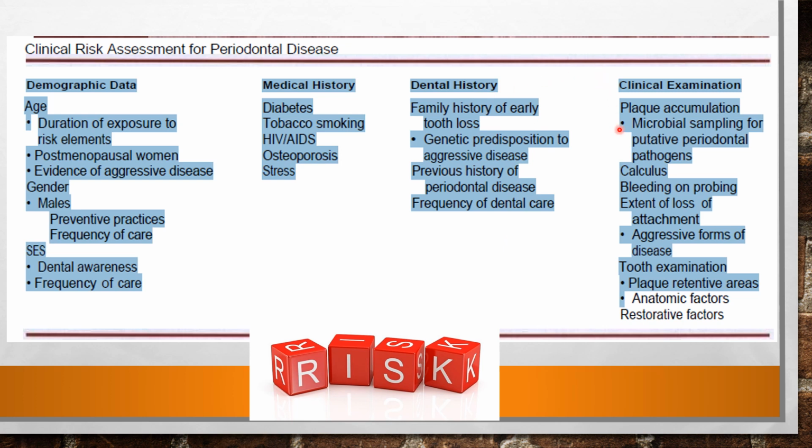In the clinical examination, we will be able to know the plaque accumulation, and microbial sampling can be done for the putative periodontal pathogens. The presence of mainly three pathogens, as you know: Aggregatibacter actinomycetemcomitans, Porphyromonas gingivalis, and Tannerella forsythia. Then calculus, bleeding on probing, the extent of loss of attachment, and the aggressive nature of disease, that is, whether the deposits are consistent with the attachment loss. Tooth examination will also tell us about plaque retentive areas, anatomic factors, and restorative factors, such as any overhanging restoration or contour. So these are the factors that will be assessed at various levels of extracting the case history.